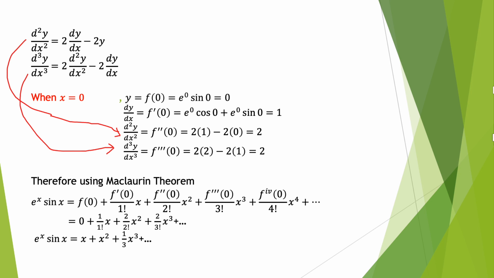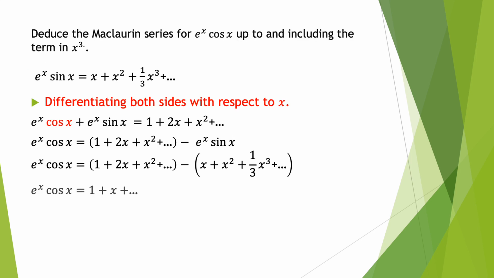So we substitute the values f of 0, f prime 0, f double prime 0 into the equation. Then we simplify the equation. We get the series of e raised to the power x sin x equal to x plus x squared plus 1 over 3 x to the power 3 and keep going to higher power of x. The following part, we have to deduce the Maclaurin series for e to the power x cos x up to and including the term in x to the power 3. We just obtained the series of e to the power x sin x equal to x plus x squared plus 1 over 3 x to the power 3.